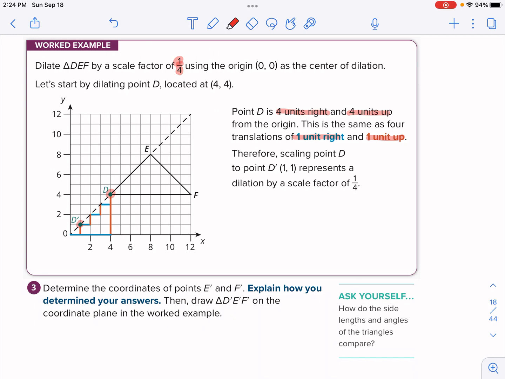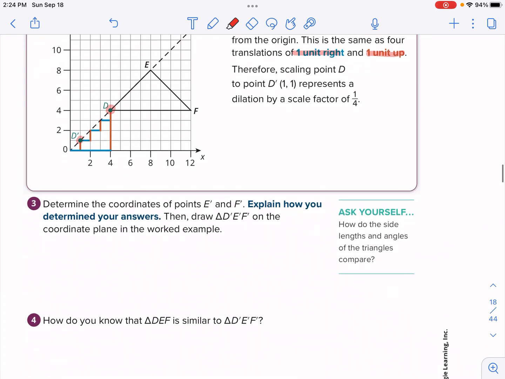Okay, we're going to do the same thing for the other ones. Determine the points for E prime and F prime. Let's start with, we'll go alphabetical order. We'll go E right here.